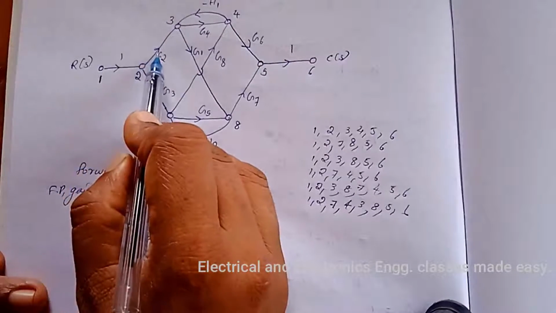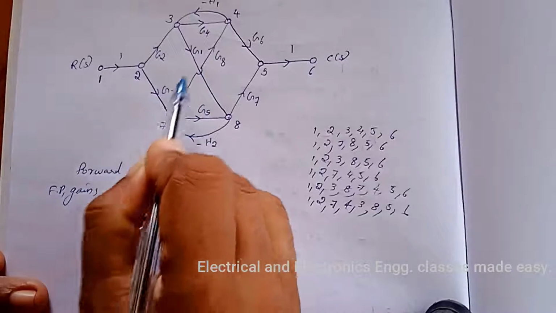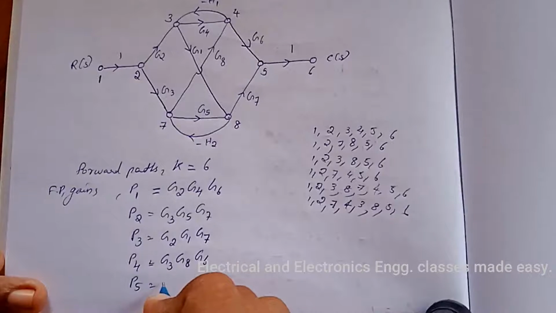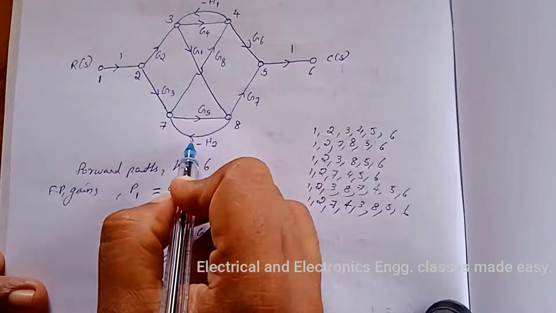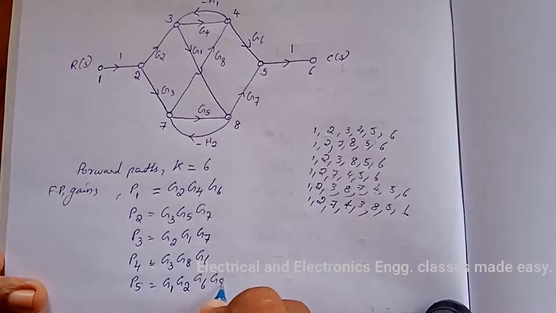So G2, G1 minus H2, G8, G6. That we can write G1, G2, then minus H2, G8, G6. That is G6, G8 minus H2.